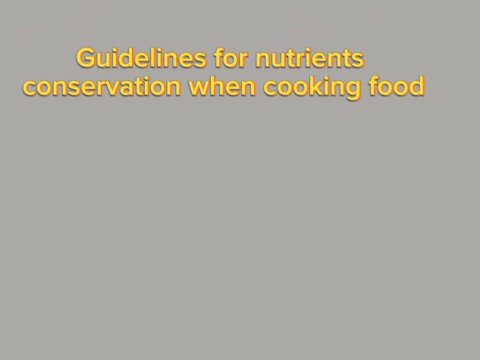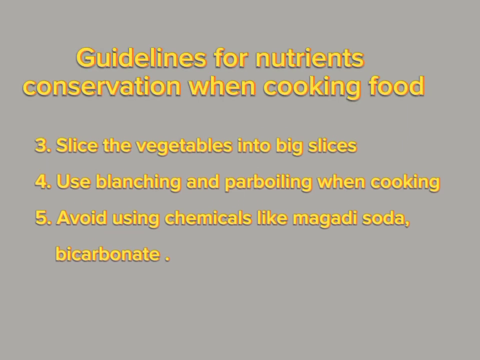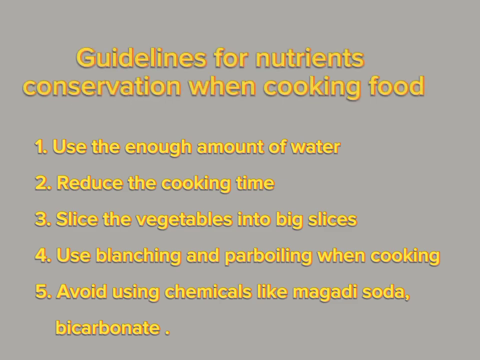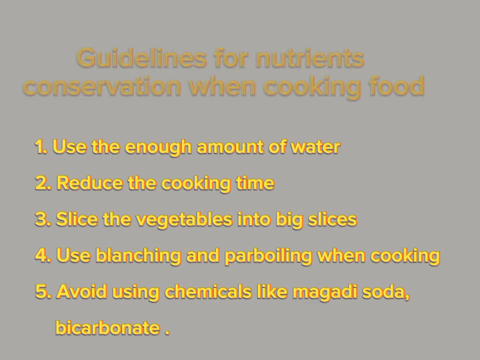Guidelines for nutrients conservation when cooking food. 1. Use enough amount of water. 2. Reduce the cooking time. Slice the vegetables into big slices; we say reducing the surface area. Next, use blanching and parboiling when cooking. Do not use chemicals like magadi soda, bicarbonate, and other chemicals, because these chemicals will denature the nutrients and most of them will be lost.